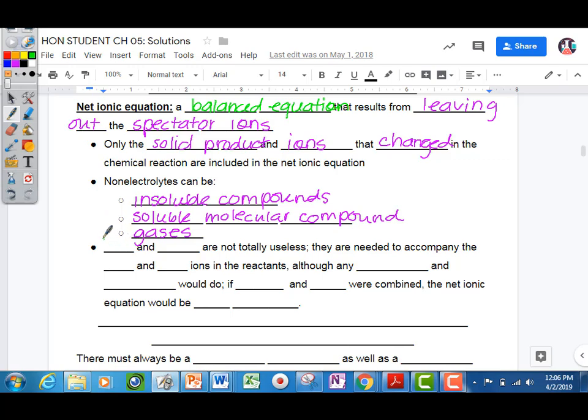And then the other thing that I wanted to point out to you guys is that the potassium and the nitrate aren't totally useless here. We crossed them off because they're not changing, but their purpose was to accompany the silver and the chloride ions in the solution.